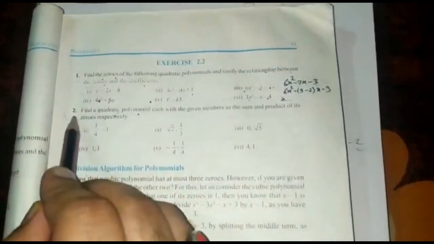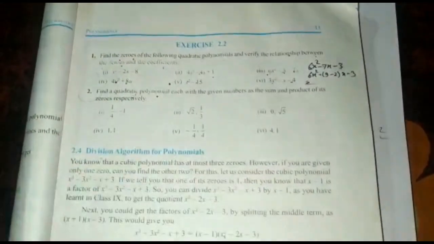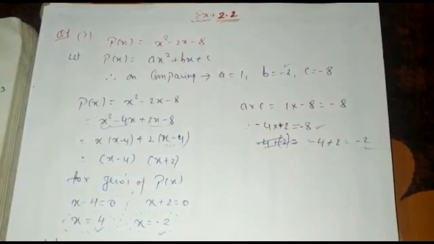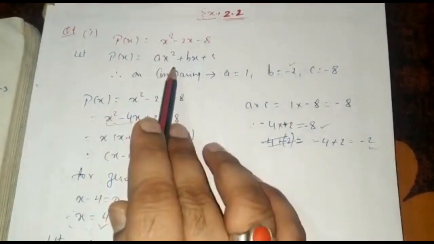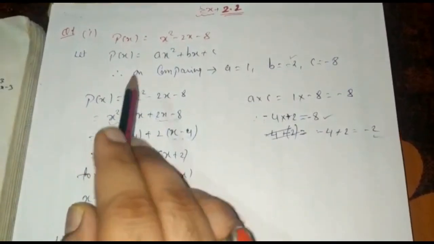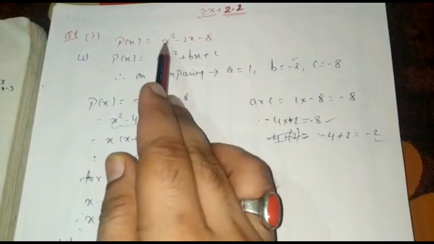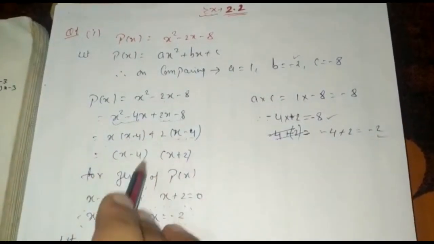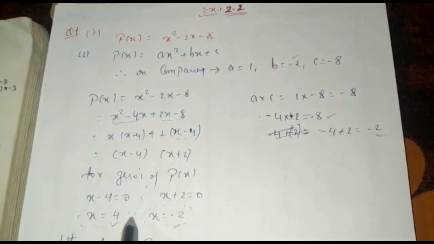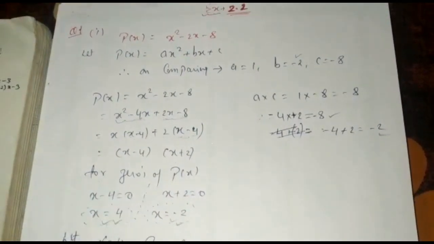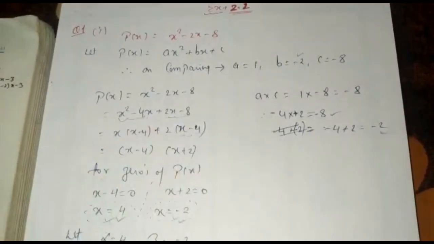So in this question, the zeros are already given. Let us discuss one more time. This is our polynomial equation which we discussed in our previous video. The polynomial equation is given, and we have to find the value of x. Here we are factorizing it and solving it and getting the values of x, that is 4 and minus 2. We discussed this in our previous video.